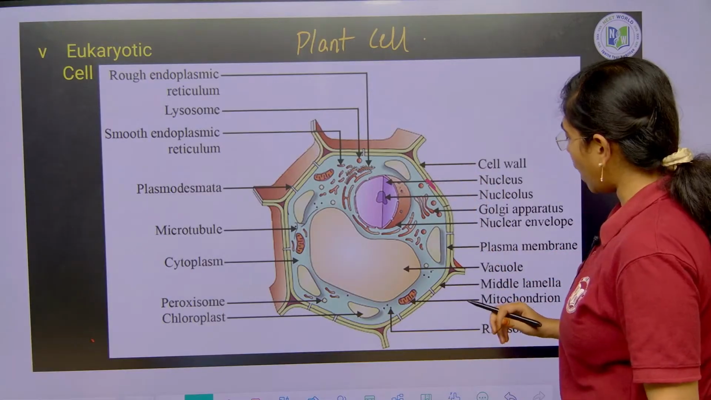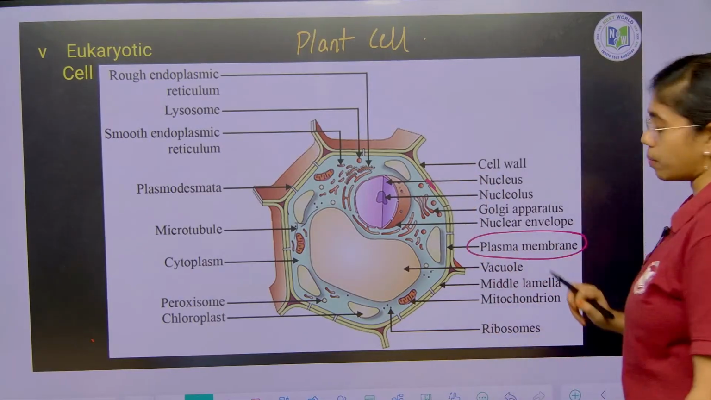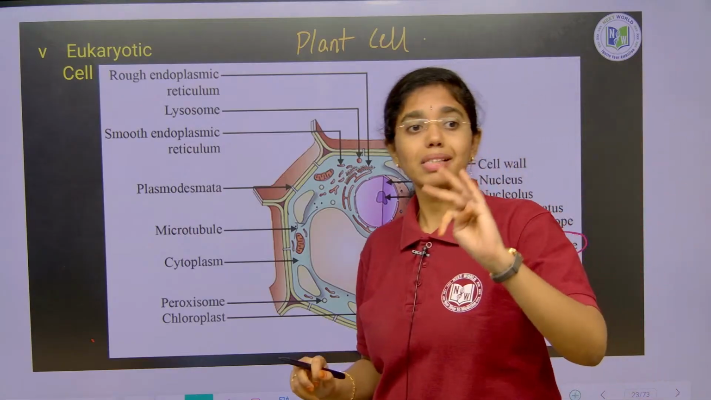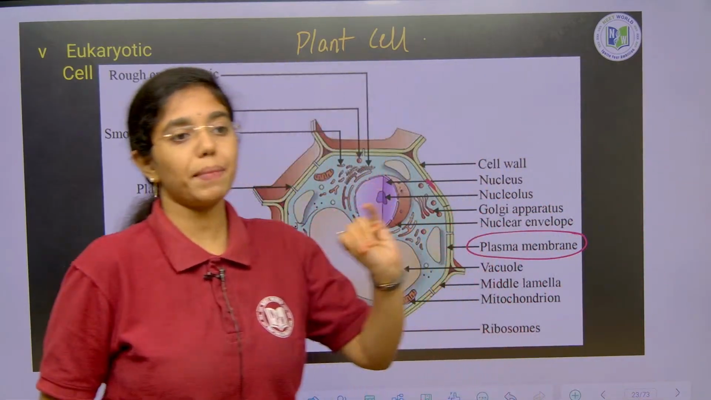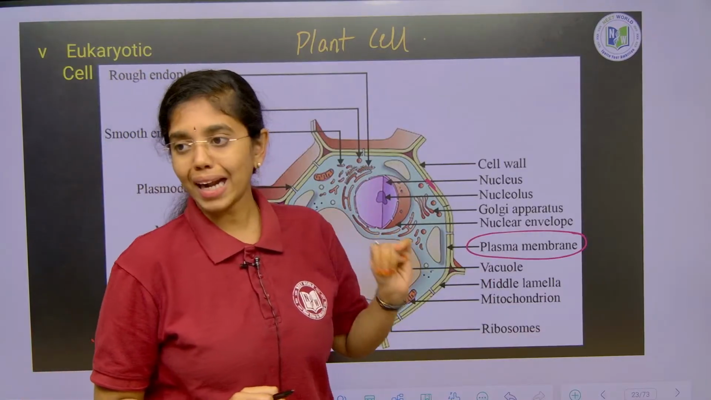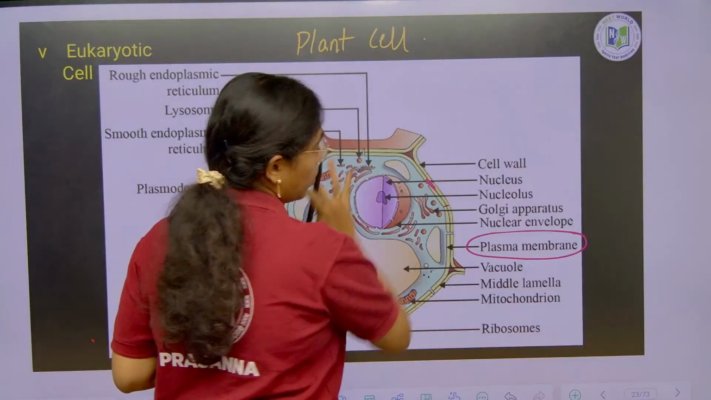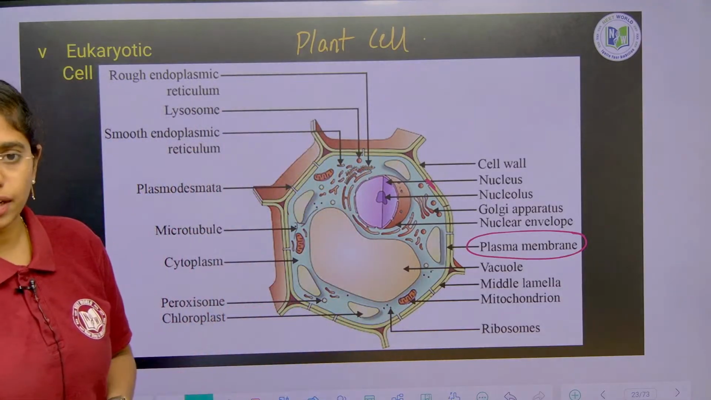After cell wall, we have what? Cell membrane or plasma membrane. I hope you are clear with the synonyms: cell membrane, plasma membrane, selectively permeable membrane or semi-permeable membrane. One and the same. And then cytoplasm, which is the main arena of all cellular activities.